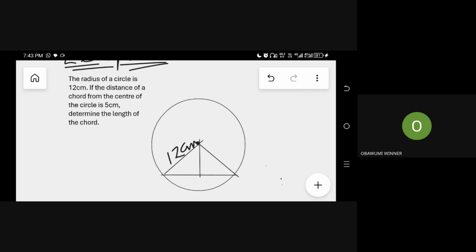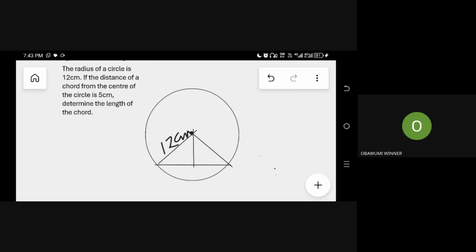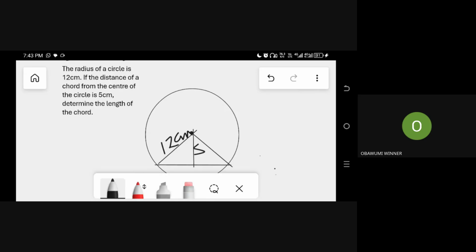All right, then if the distance of a chord from the center of the circle is 5 centimeters: this is the chord, a horizontal line at the bottom, and the center of the circle is the place where I have that dot at the middle. Now they said the distance of the chord from the center of the circle is 5 centimeters, it means that it is this vertical line that is 5 centimeters. Then determine the length of the chord.